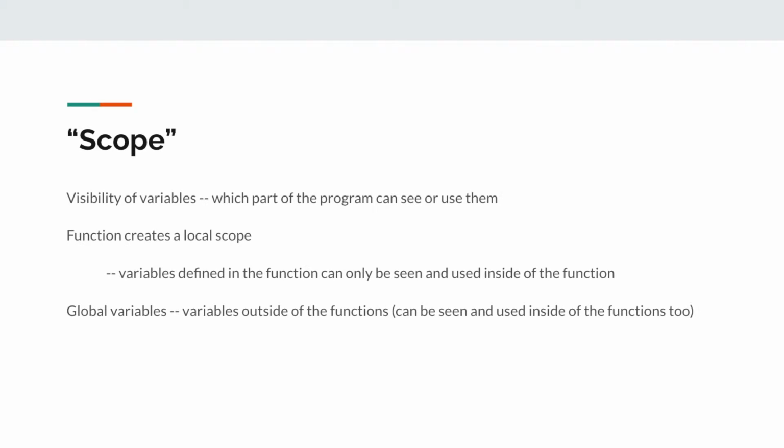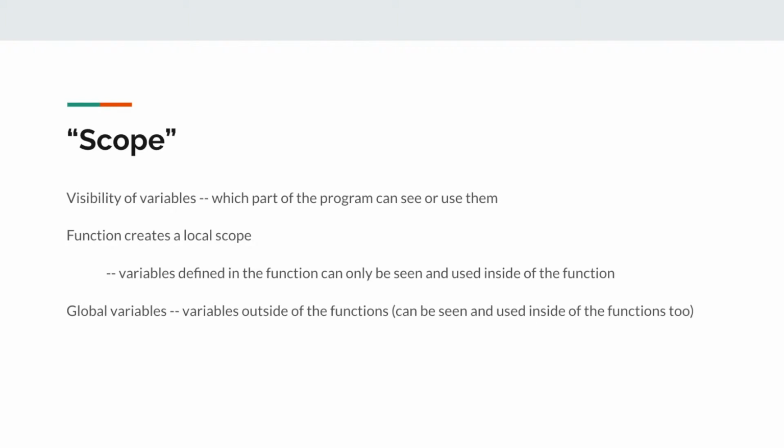Function also introduced the concept of scope, which is the visibility of variables, representing which part of the program can see or use them. We have kind of encountered this case related to scope, where we can use a variable or access its value after it is defined and assigned. We can't really use it before it was defined and assigned. So the scope of that variable is only after its assignment. And in the case of function, it creates a local scope. So variables defined inside the functions can only be seen and used inside of that function.